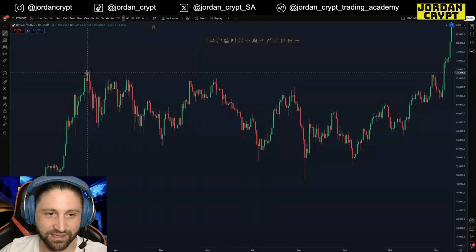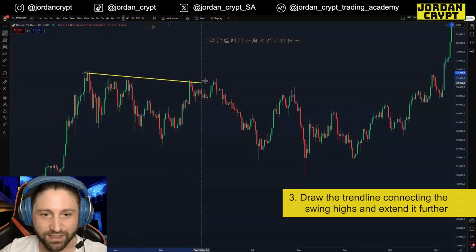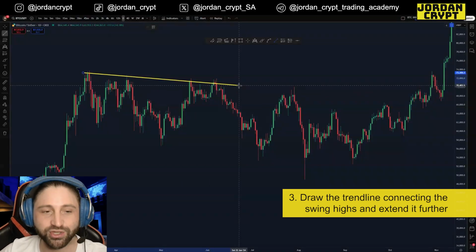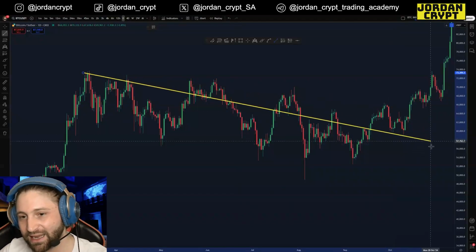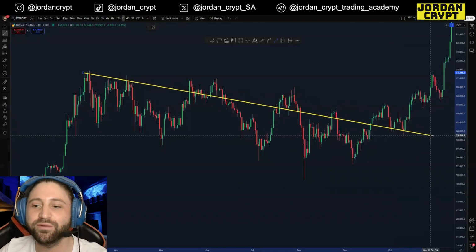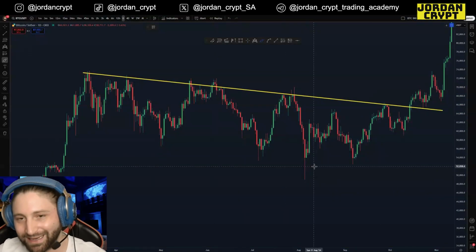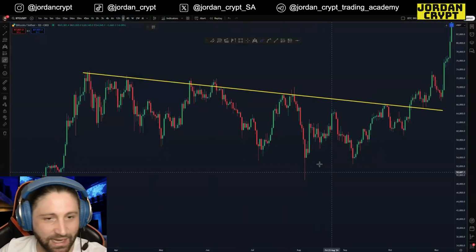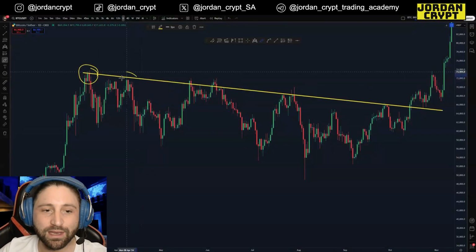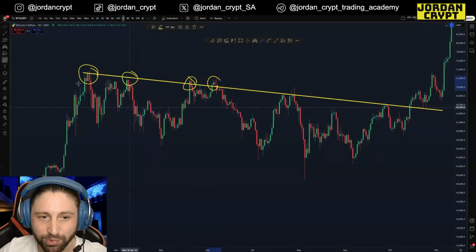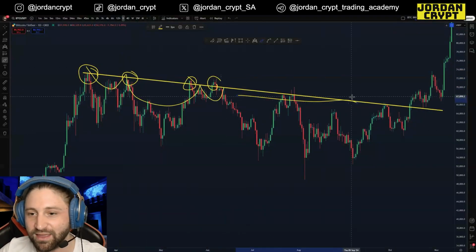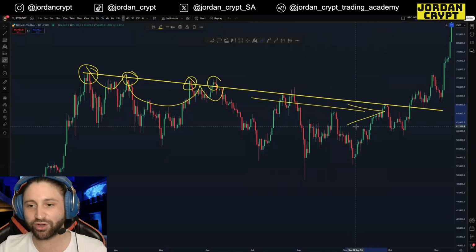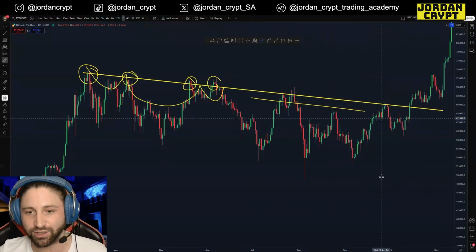And then your third step is to actually draw it in and connect those swing highs. Then you want to extend the line and actually extend it into the future. This is looking back in time, but when you draw these lines in, you want to be drawing them in as early as possible. As soon as you see 2 to 3 touch points, then you extend the line into the future for future price action.